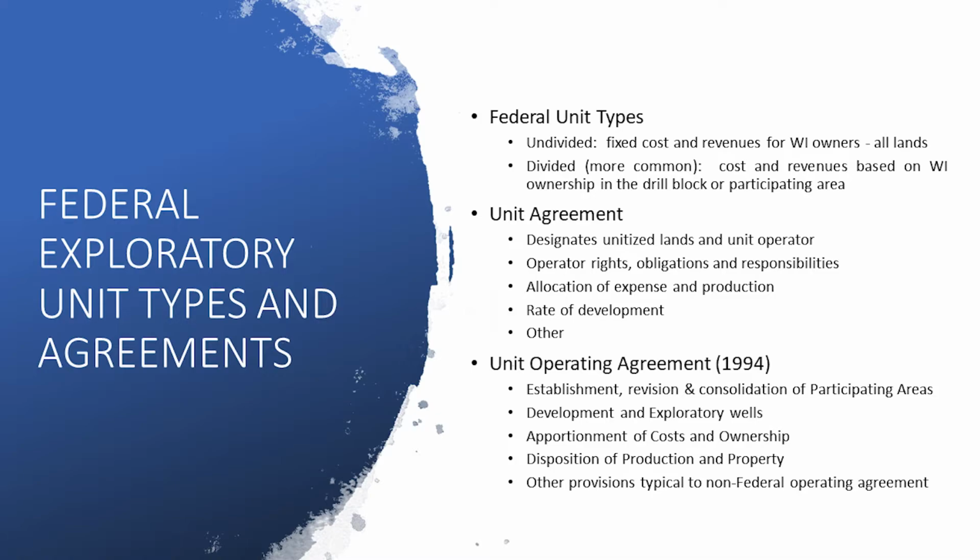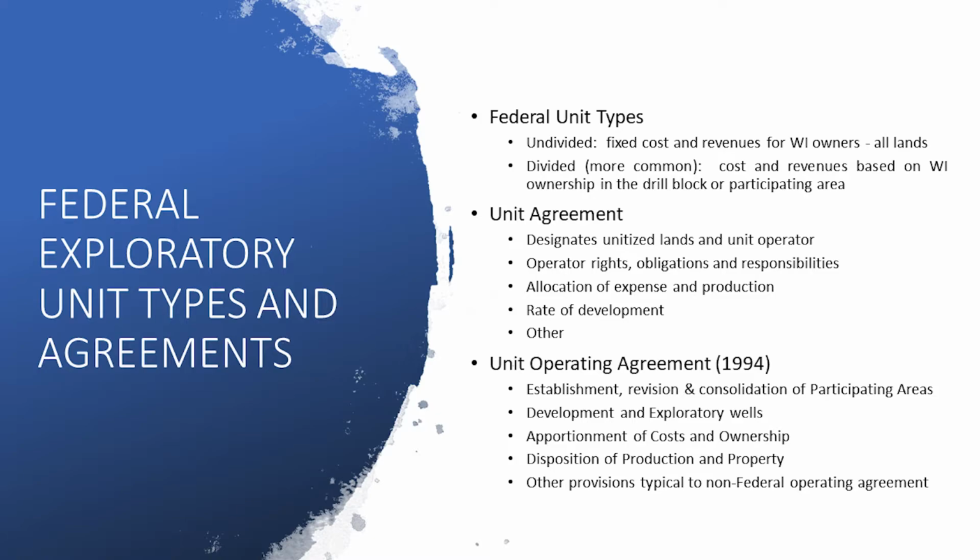There's the divided type, which is more common. Cost and revenues, working interest are based on the drill block or participating area. So essentially only the owners that own the leasehold that's part of your proposed well and participating area or drill block would participate in the drilling, completion, and production of those wells. All other owners that might be outside of that drill block have the benefits of the federal unit, but they wouldn't have any rights to that well. And so that's definitely the more common form that's used out there.